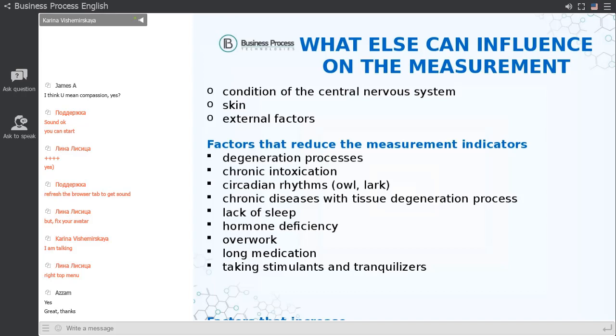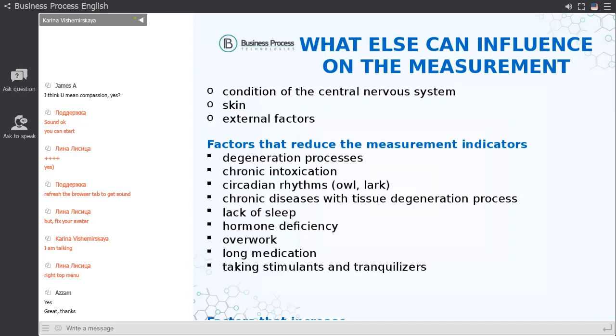Also, some factors can reduce the results of the measurement. Some chronic diseases with tissue degeneration processes, lack of sleep, hormone deficiency, overwork and exhausted condition, long medication, like antibiotics, for example, and taking stimulants and tranquilizers. This all can influence the person.